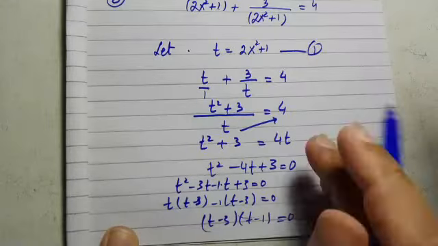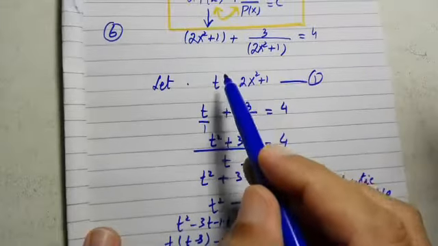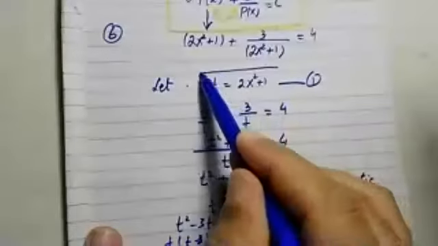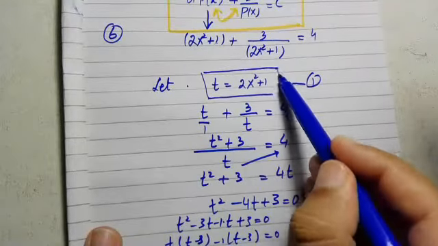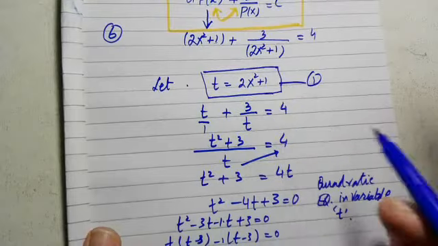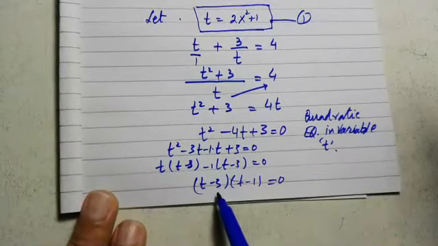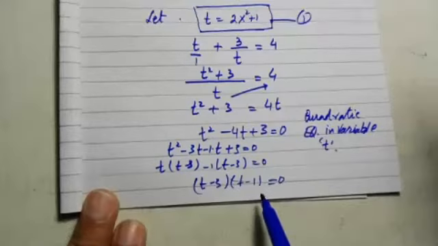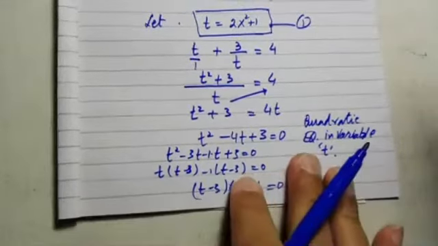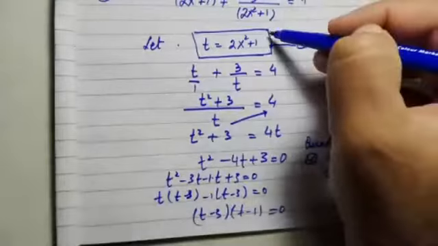You have to keep in your mind what we have assumed in equation number 1. What was the value of t? This was 2x square plus 1. Now we are solving for the value of t only. t will become 3 and t will become 1. Then we will solve it for x only. Don't forget what is the value of t in equation number 1.